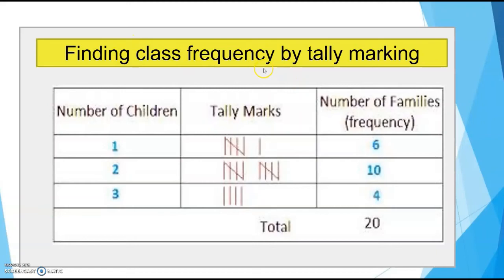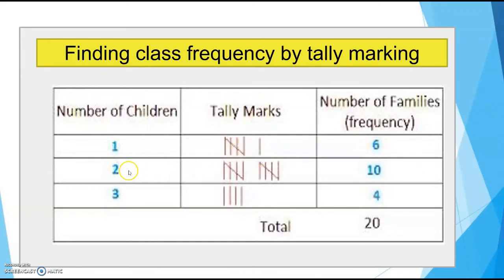Finding class frequency by tally marking. So in the first column, number of children, 1, 2, 3. Then next column, tally marks. Then next one, number of families or frequency. So the number of children, 1. Then the number of families having children, 1, 6. So we have to mark these tally marks like this, 1, 2, 3, 4, then 5. You should mark this 5 like this, and 5 and 6.